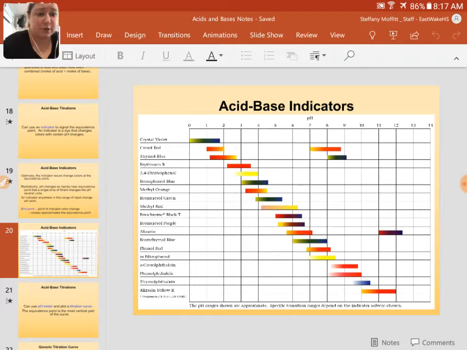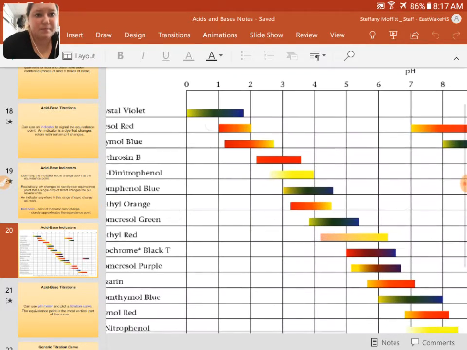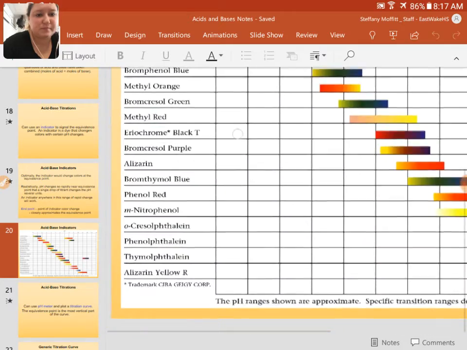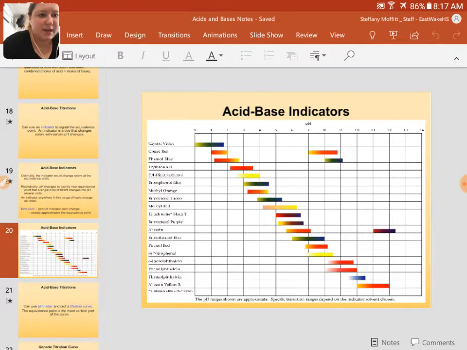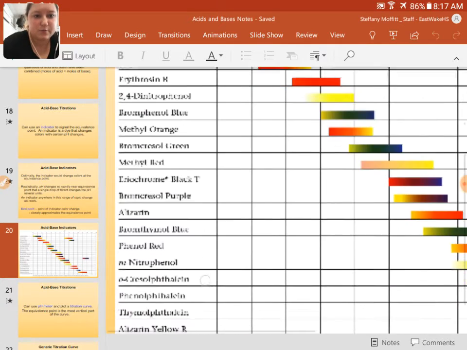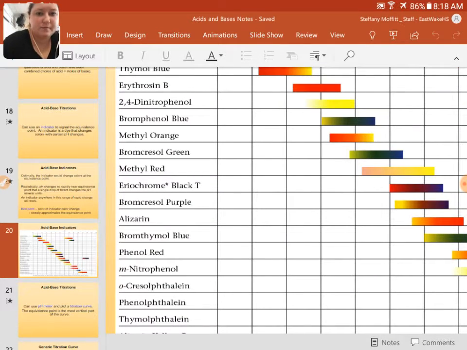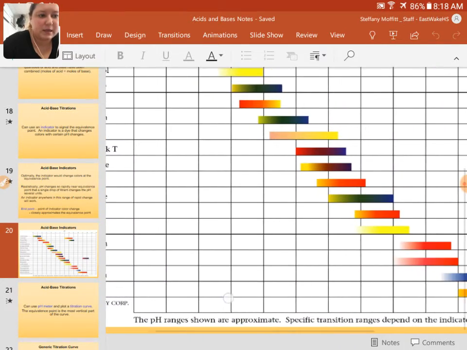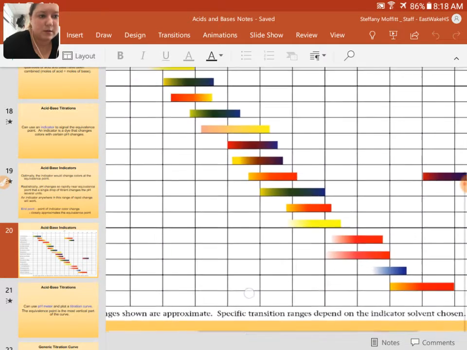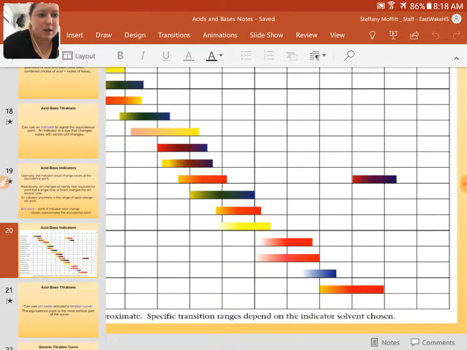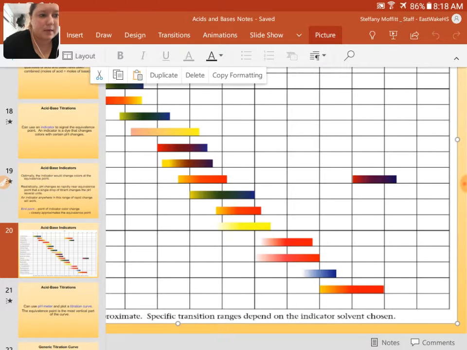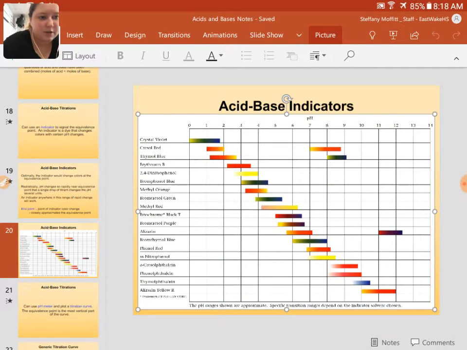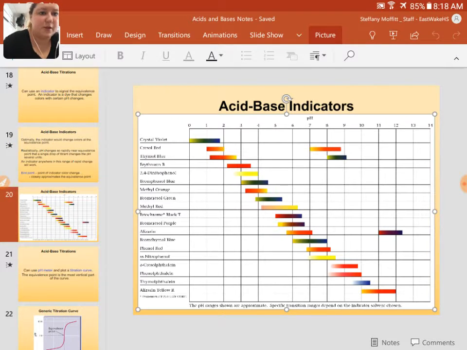I think this is a pretty cool chart. We can see these different indicators and where they change their color based on pH. So we use phenolphthalein a lot. And at the equivalence point, we are on this one right here. And it changes color at around 9 pH. And you can see the different ones and the color change that will occur.